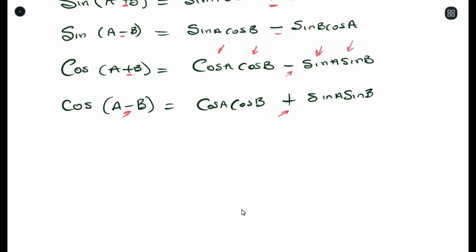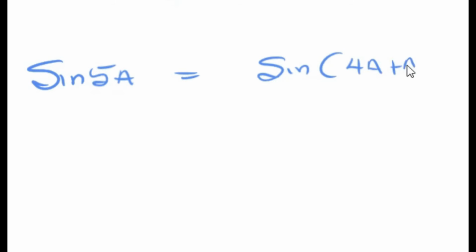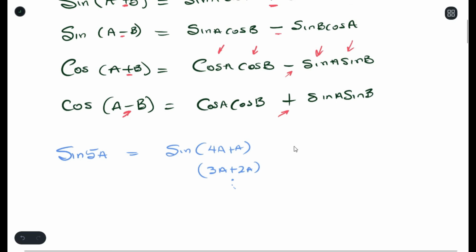One thing you should also know is that identities don't necessarily always have to have A minus B. You could also create your own A minus B. What I mean by that is, if I have something like sine 5A, this can be written as sine (4A plus A). It could be written as 3A plus 2A, and so on and so forth. The most important thing to understand is that depending on the type of question you get, you will know what you can break it down into. This works a lot with special angles.